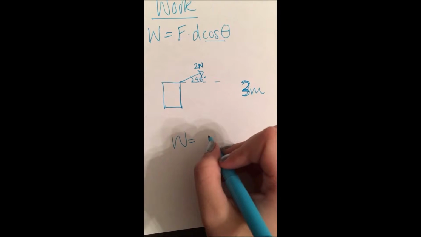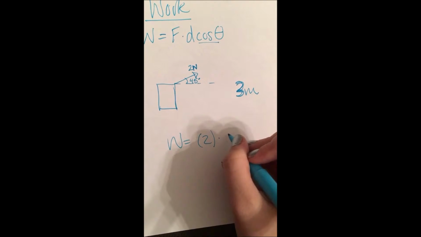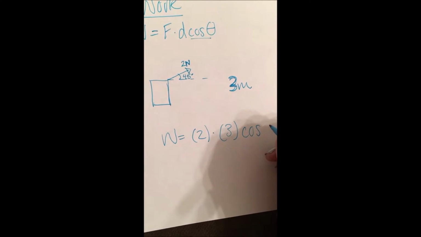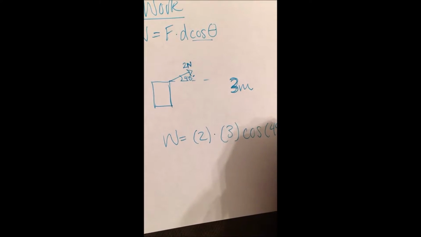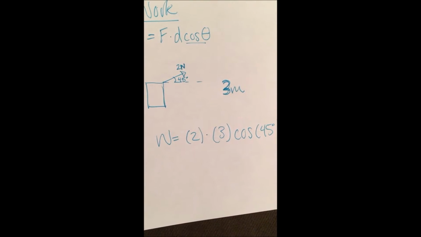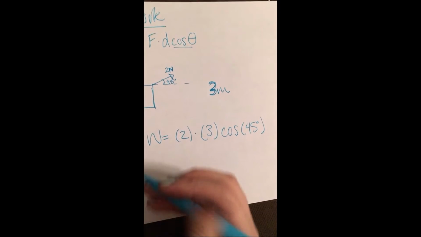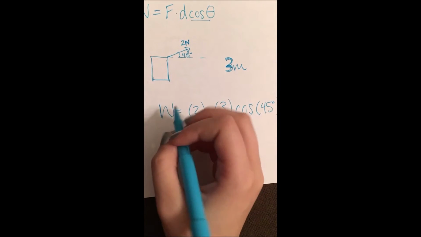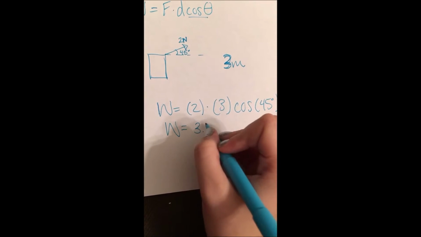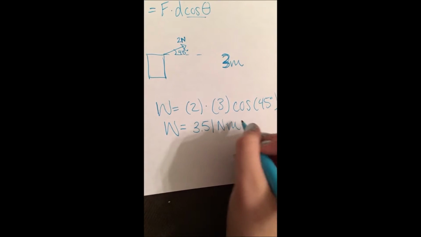So work equals 2 times 3, and then we have cosine 45. Let's plug this in and solve. When we solve, we get work equals 33.1 newtons times meters.